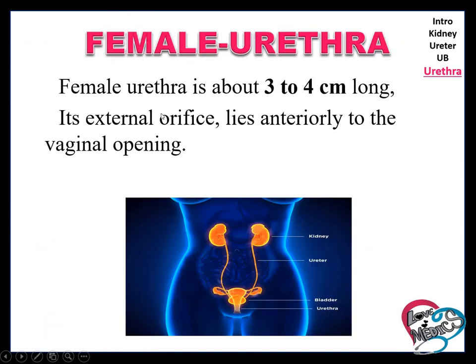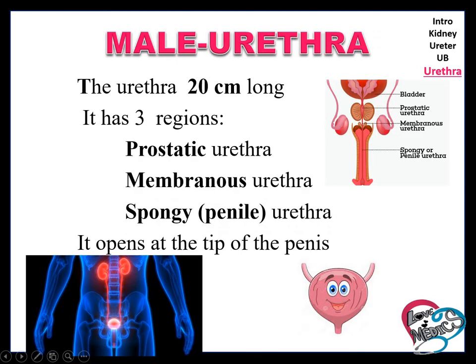Female urethra is 3 to 4 centimeters in length. That's why females are more prone to get UTI, urinary tract infection. And the external orifice lies anterior to the vaginal opening. Male urethra is 20 centimeters in length, and the regions of the male urethra are the prostatic urethra, membranous urethra, and spongy urethra, that is the penile urethra. It opens at the tip of the penis.